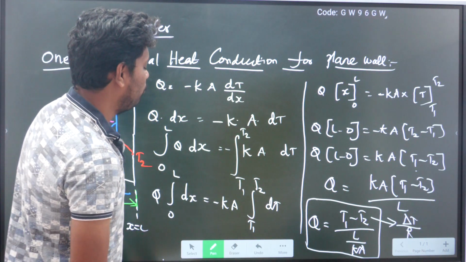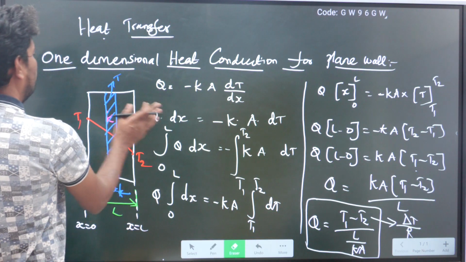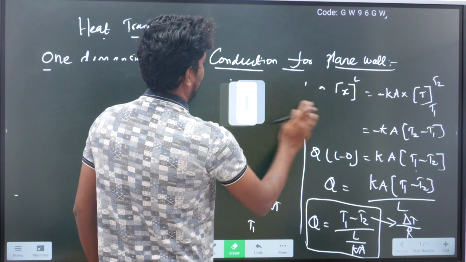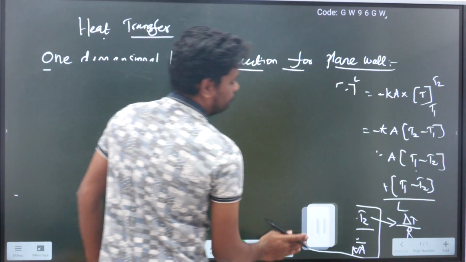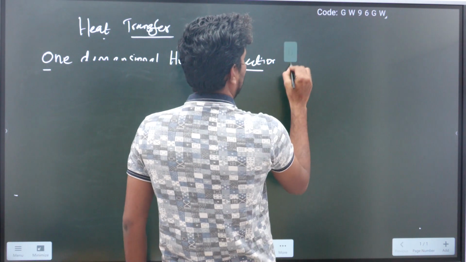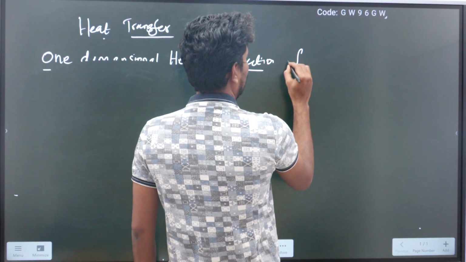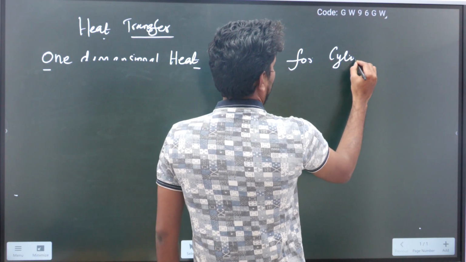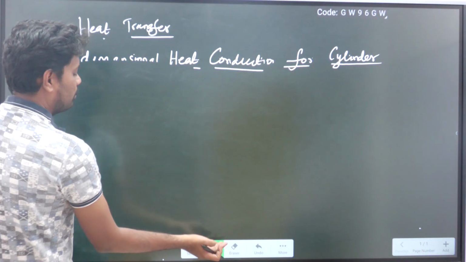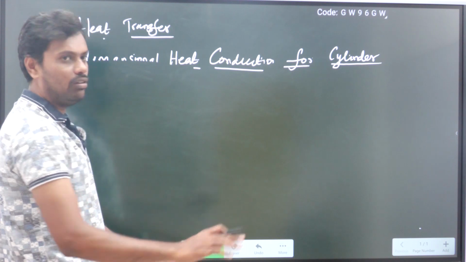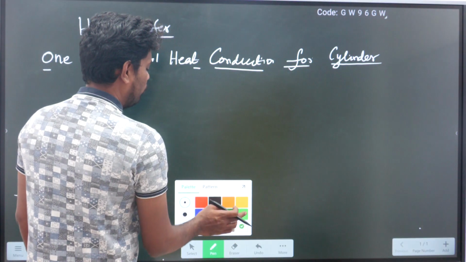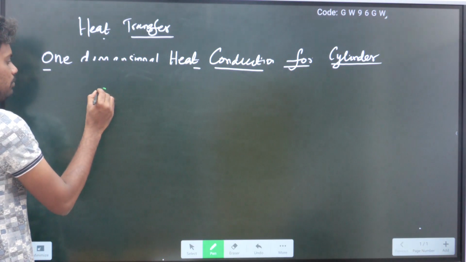Okay. Now next we will move into heat conduction equation for cylinder. Same concept, but object is cylinder. Instead of plane wall, now we are going to consider cylinder. Okay. So let us draw one diagram like cylindrical object.